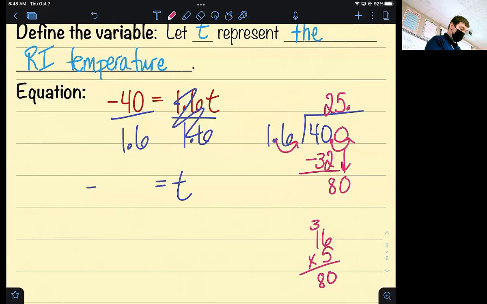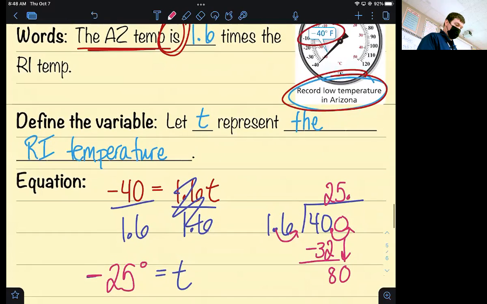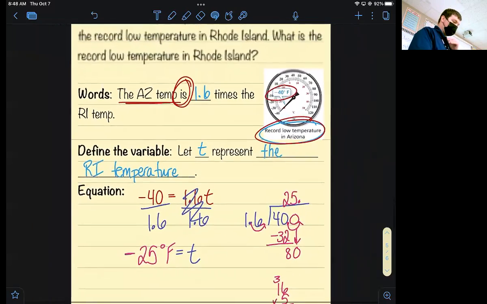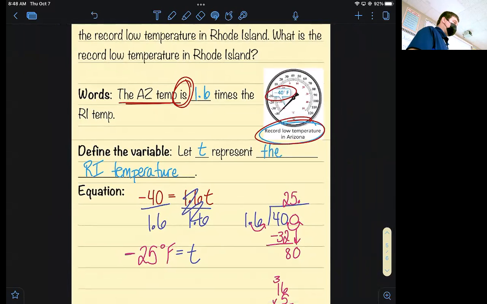My answer is negative. Don't forget it was negative. -25. And we're talking about a temperature, so we should put degrees. I'm thinking it's Fahrenheit. Yeah, degrees Fahrenheit. Move my equal sign over just a little bit. That makes sense. When it says the Arizona low temperature is 1.6 times bigger, that actually means it's smaller. It's actually lower. The Arizona temperature gets down lower than the Rhode Island temperature.